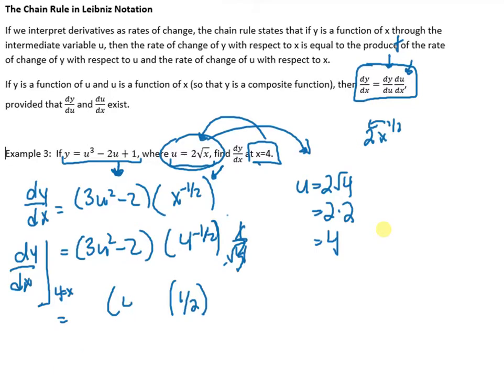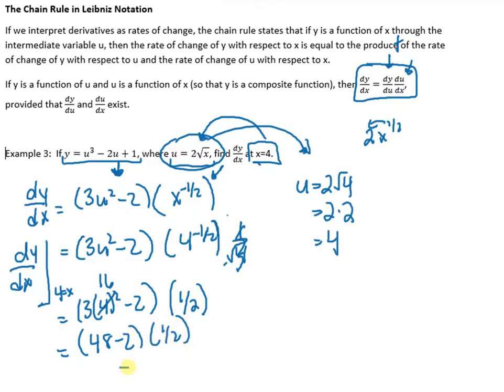Oh, sorry, missed a step. So u equals 4. Sorry. Then we sub in this 4 squared minus 2. My mistake. Okay, 4 squared is 16. 16 times 3, 48. So we get 48 minus 2 and then 1/2. I get 46 divided by 2. I get 23. So sorry, the answer is 23.